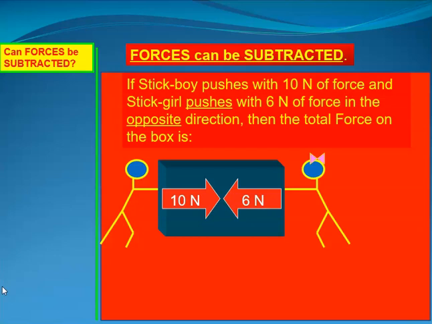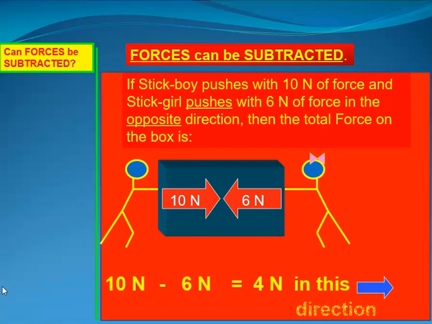Forces can be subtracted. If Stick Boy pushes with 10 newtons of force and Stick Girl pushes in the opposite direction with 6 newtons of force, then the total force on the box is 10 minus 6, which equals 4 newtons, and it's to the right. It's in the direction of the bigger of the 2 forces.